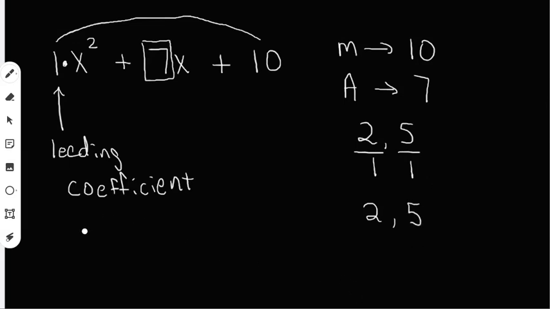The last thing that we do is we write down our factors inside two separate sets of parentheses. I'm going to take the first number and put it in the first factor with x, and then I'm going to take the second number and put it in the second factor with x. And then once I have both of my factors, I'm done. So we can factor this trinomial as x plus 2 times x plus 5.